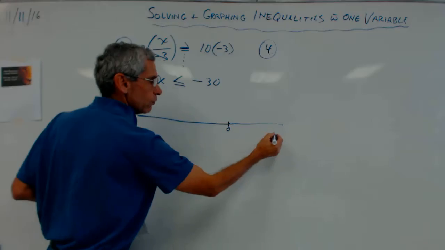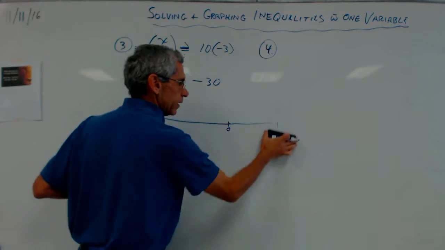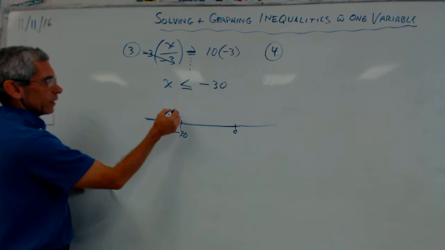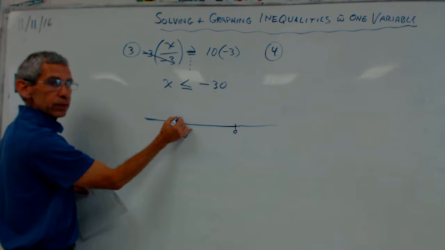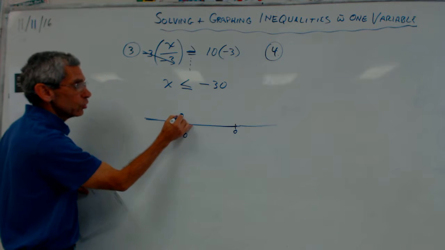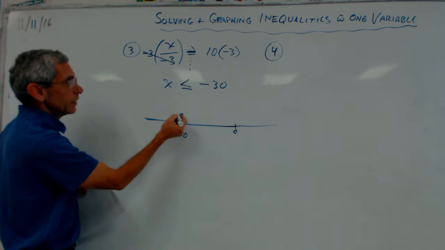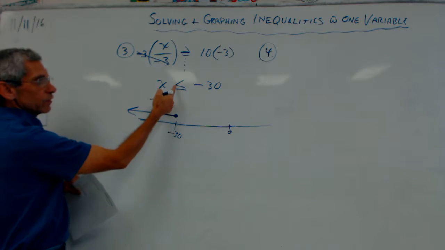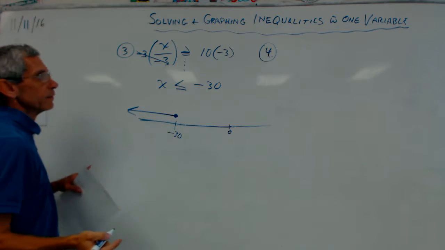Should I put negative 30 over here? No, because negative 30 is below 0, right? So I just want to see a 0 and a negative 30. That's all I want to see. And then you say x is less than or equal to, solid or open? Solid, because it also includes that point at negative 30, so it's got to be solid. And x is less than that. Less is this way. We can just follow the direction of the arrow in the inequality sign.